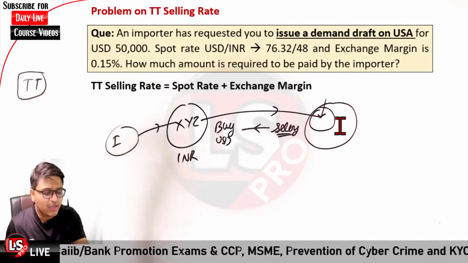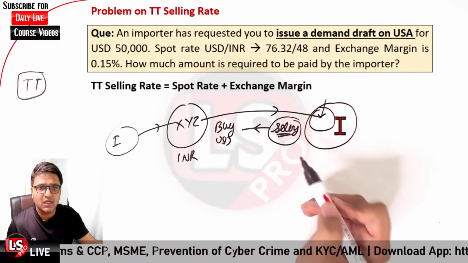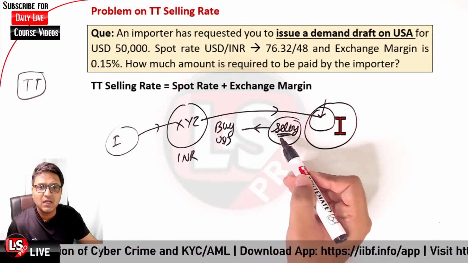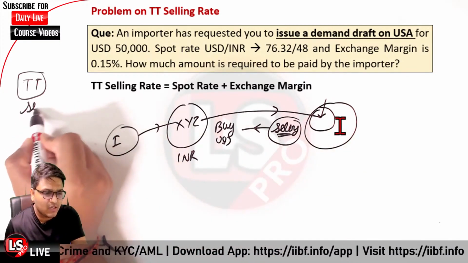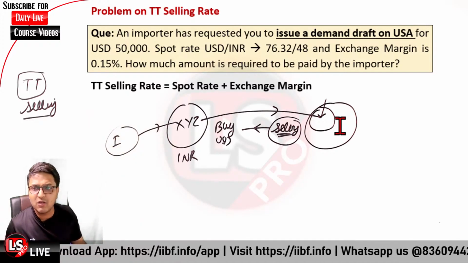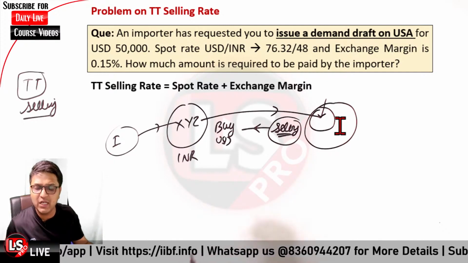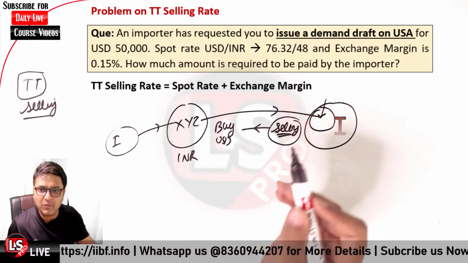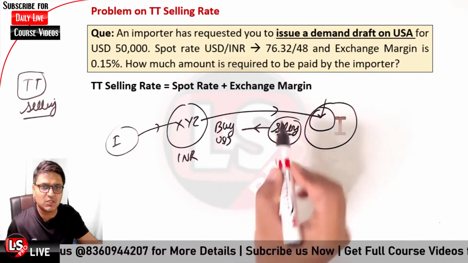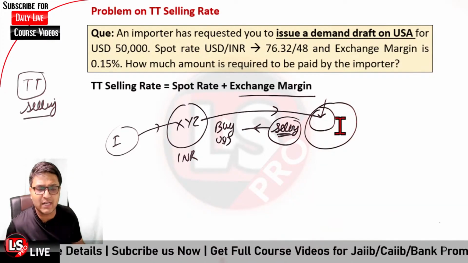And now what rate is being quoted over here? Over here, the selling rate is being quoted. So what transaction is it? It is a TT selling rate transaction. It is a TT selling rate that would be quoted over here. Okay, so in case of buying rate, TT buying rate, or any bills buying rate, you need to subtract the exchange margin. But in case of selling rates, you need to add the exchange margin. So that would be the case over here.